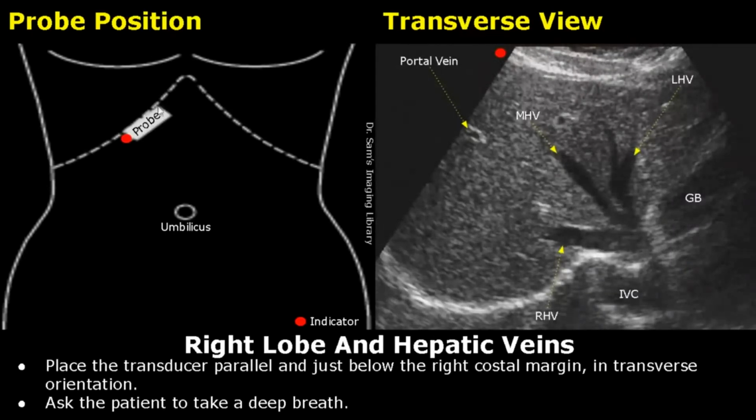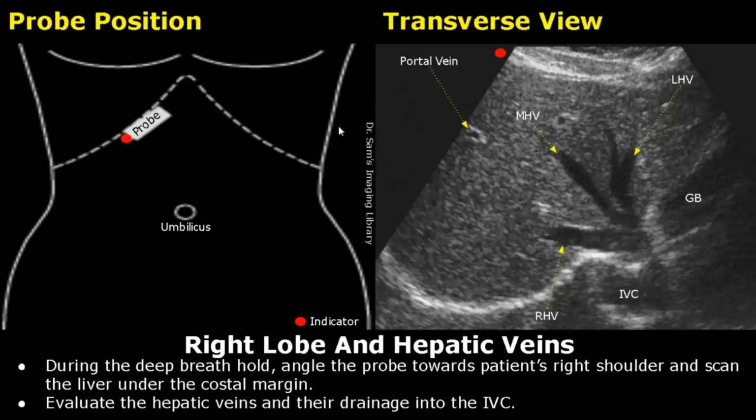Place the transducer parallel to the right costal margin and place it just below this costal margin in transverse orientation. Then ask the patient to take a deep breath. After the breath hold, angle the probe towards the patient's right shoulder and scan the liver under the costal margin. You will be able to see all three hepatic veins.